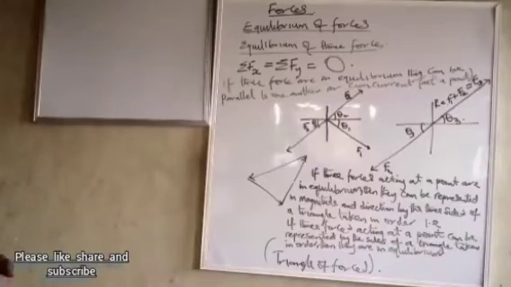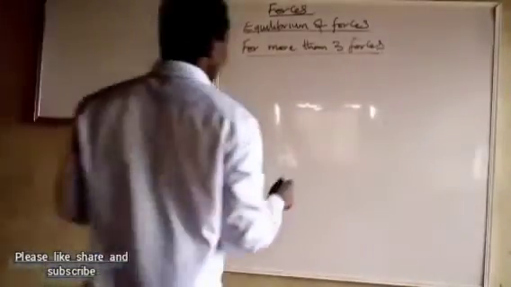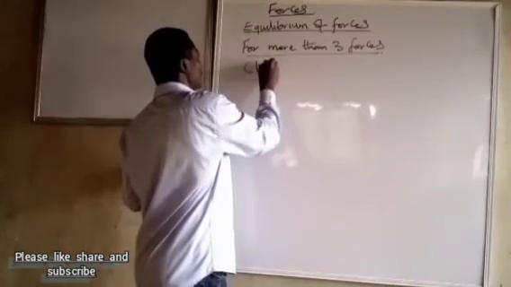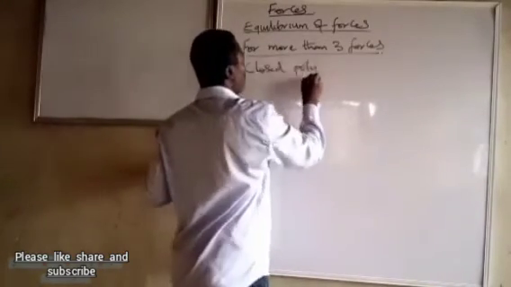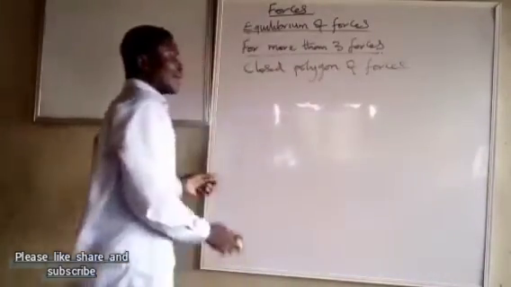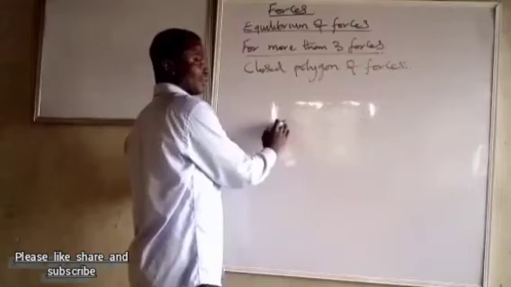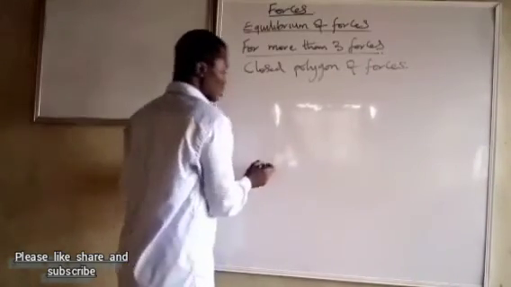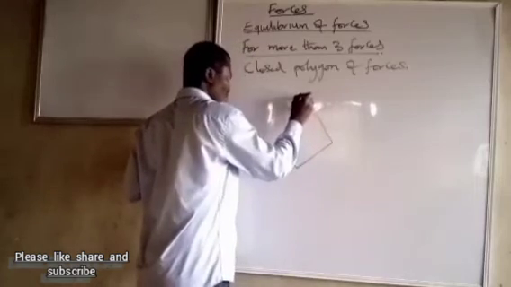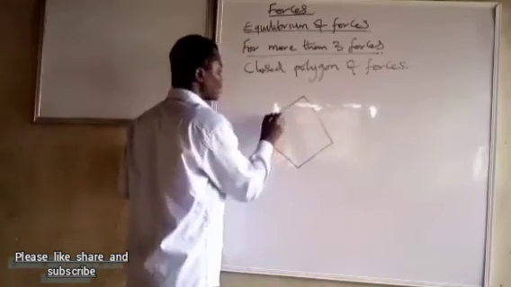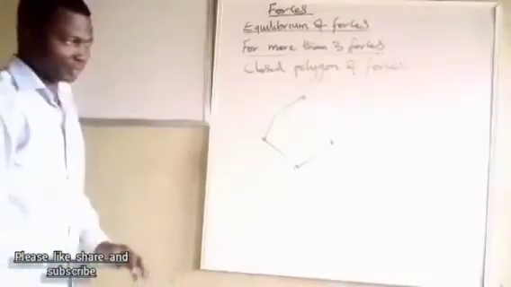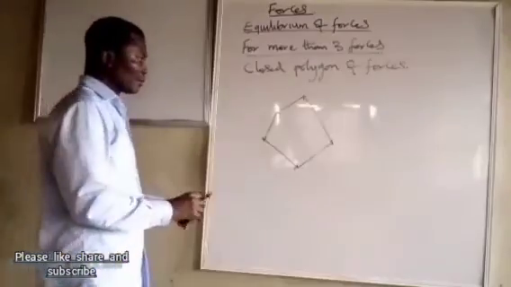For more than 3 forces, you are going to have something we call a closed polygon of forces. That is, at the end of the day, by the time you draw it, there won't be any space for resultant. It will be closed. Like if you have it like this, everything must close. At the end of the day, it will be a closed polygon. That is what we are going to have.